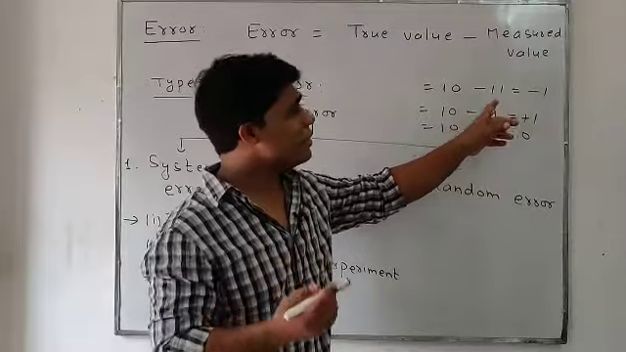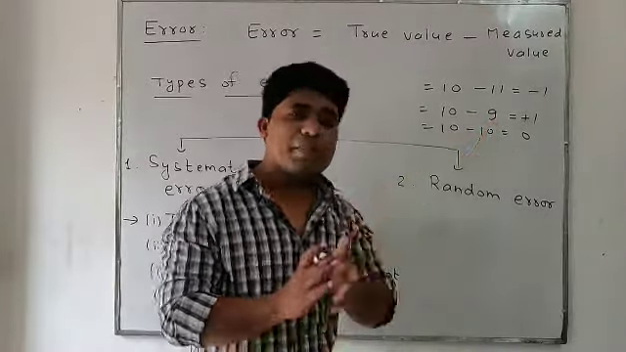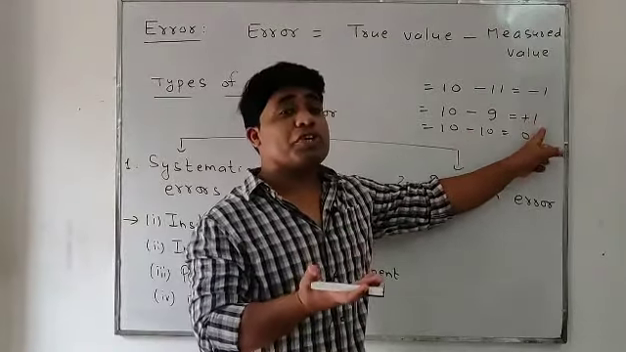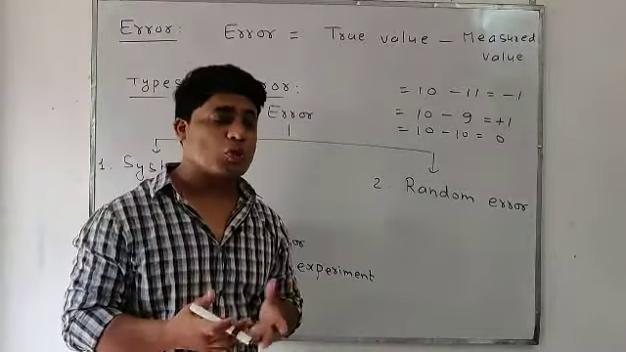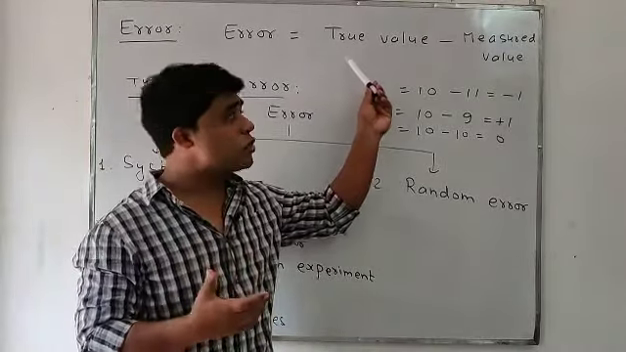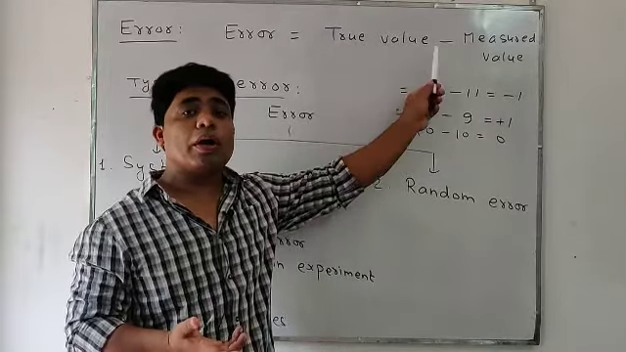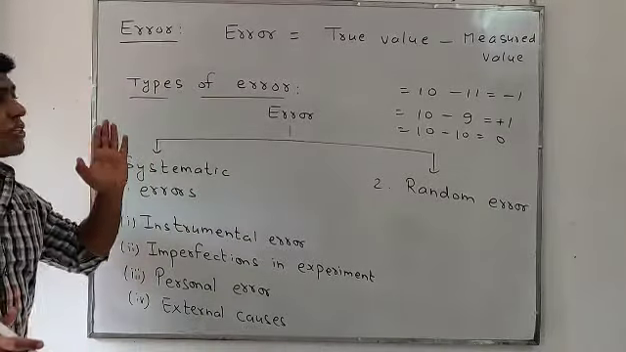Some student measured its length as 11 centimeter, some measured 9 centimeter, and some measured 10 centimeter. So the error may be negative, it may be positive, it may be 0. So error is defined as the difference of true or actual value and measured value. Now we will discuss its types.